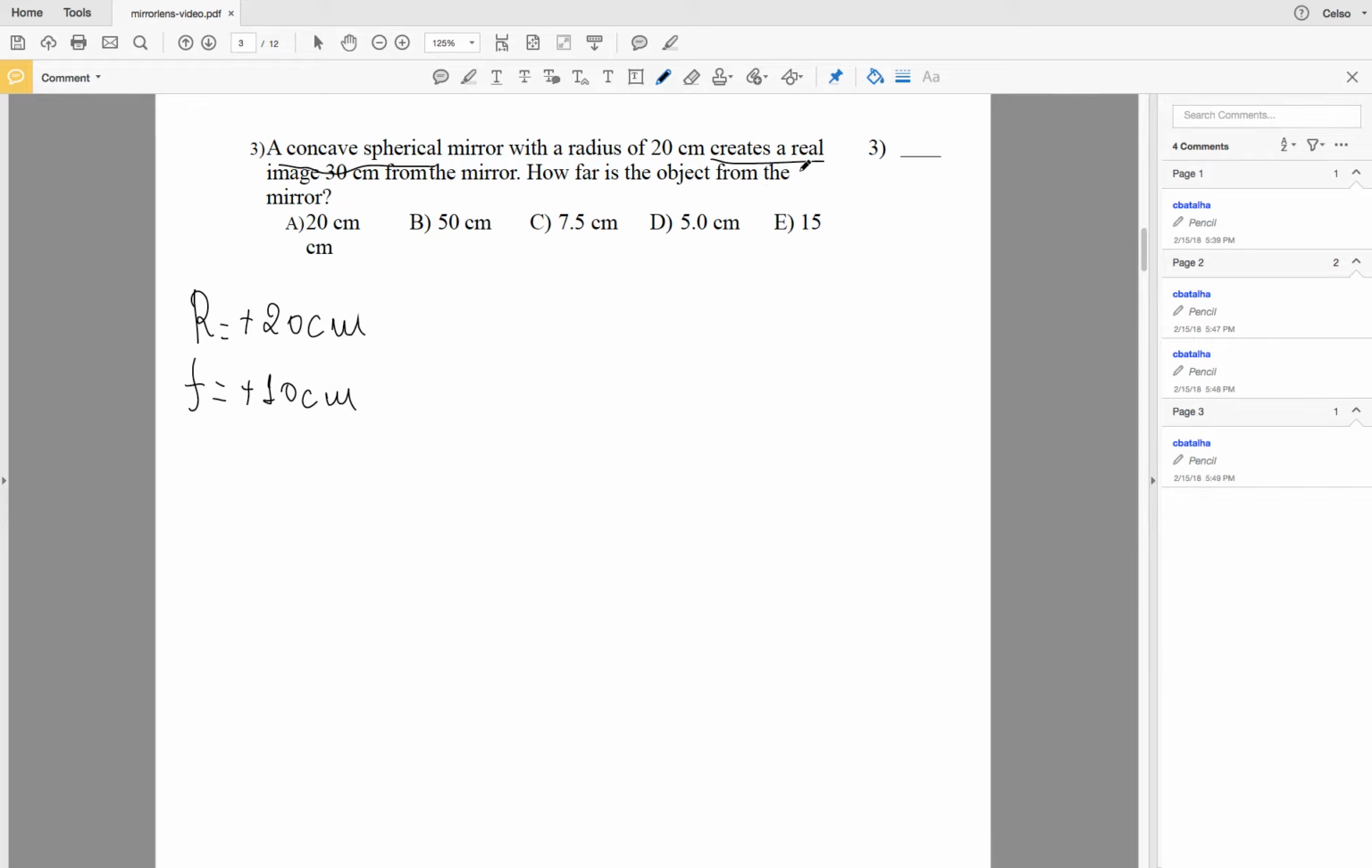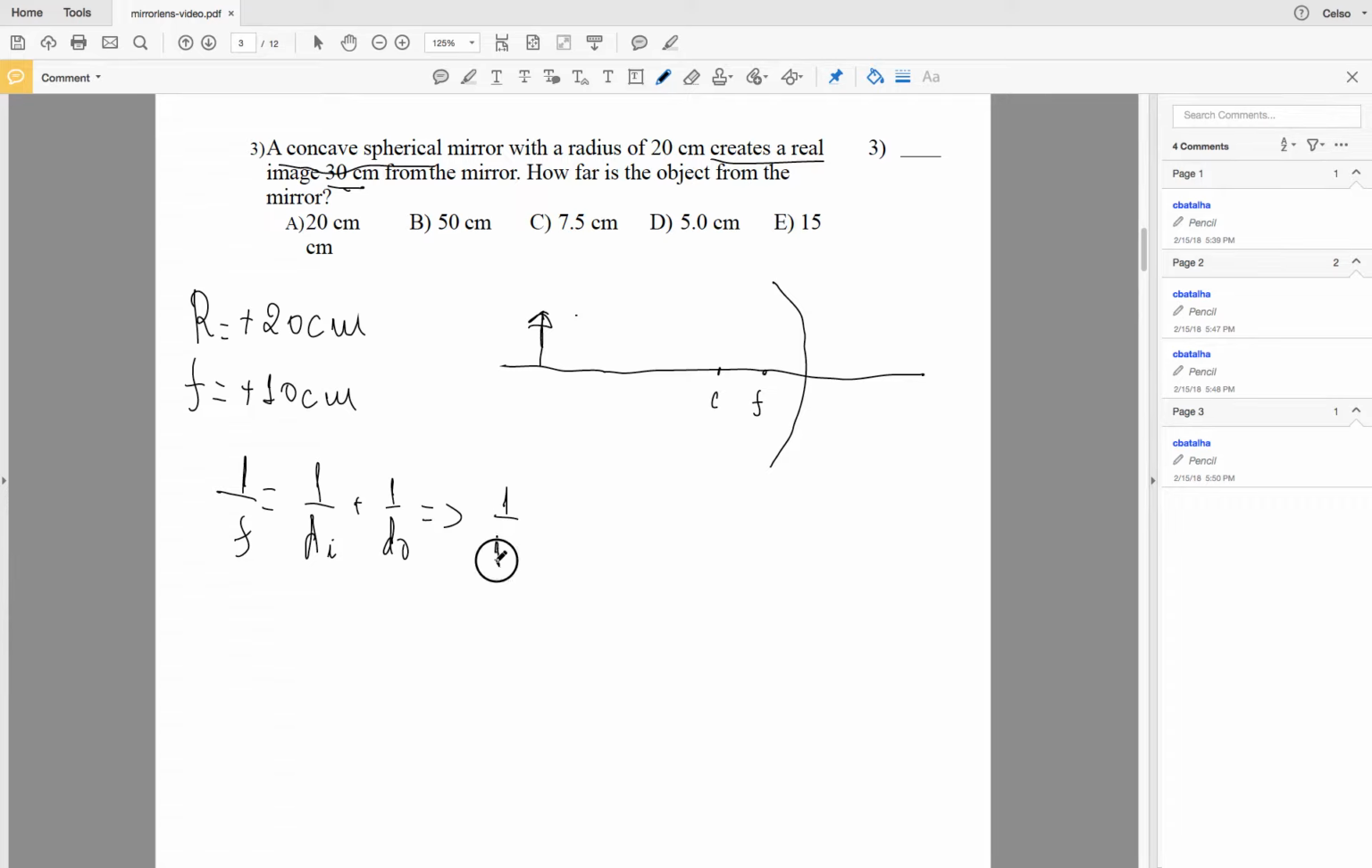It creates a real image in front of the mirror. So let's do that. You have a concave mirror. We have the center somewhere here, the focal point, and the image is 30 centimeters in front of the mirror. Now look at this. This image is real and is farther away than even the radius. So how can we do this type of thing? Well, I don't know, but I know the mirror equation, and I just plug in numbers.